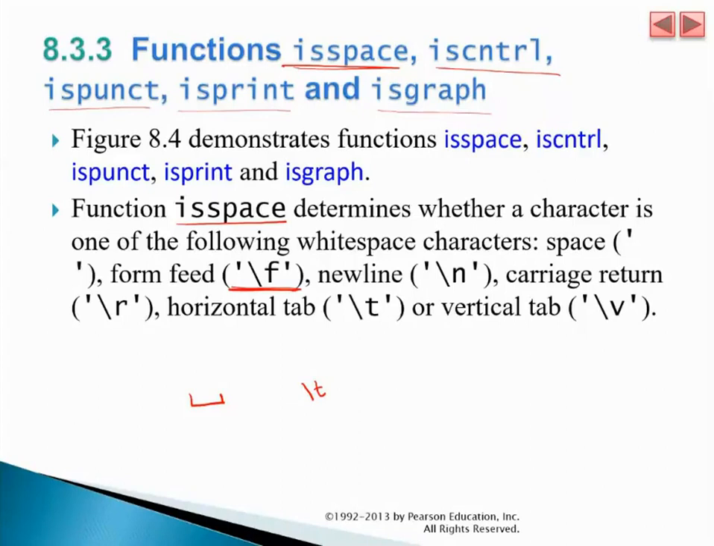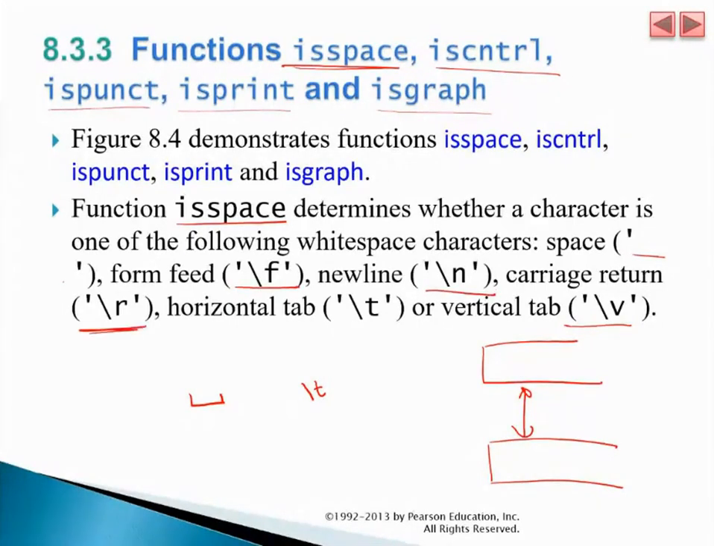Even a vertical tab. Okay, even a vertical tab. So we write something here and then we leave some space, some vertical tab here. Okay, so all these are counted as space, right? So what are the spaces? A simple space, form feed, new line, carriage return, that is the enter sign, okay, horizontal tab or vertical tab. If any of these characters are given in an input, is space will return true, otherwise it will return false. Okay.